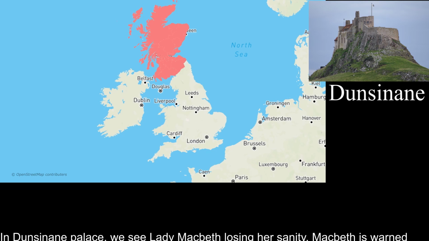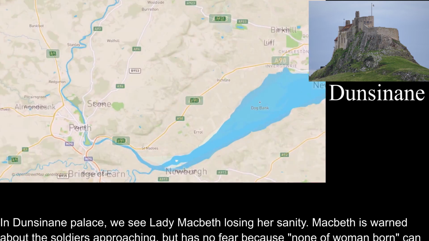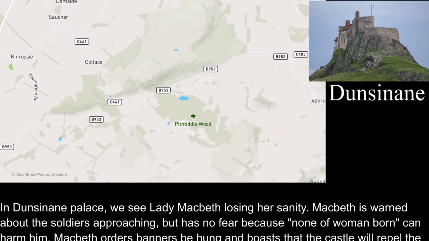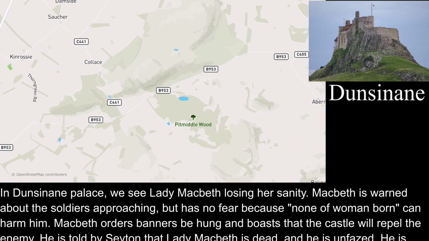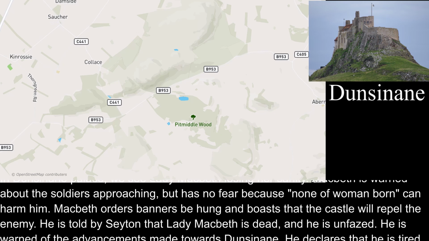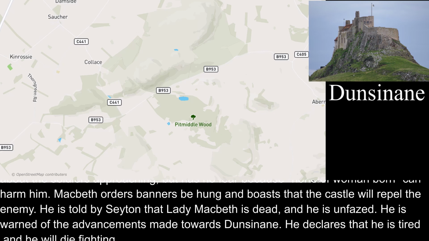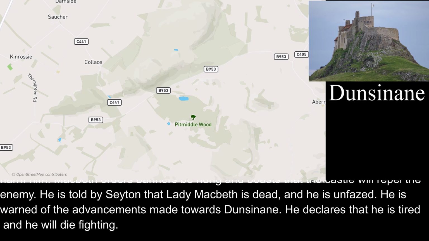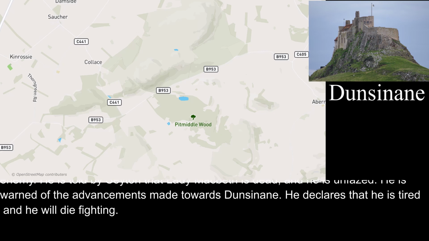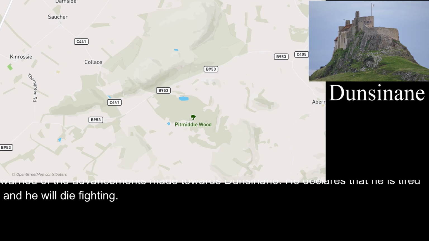In Dunsinane Palace, we see Lady Macbeth losing her sanity. Macbeth is warned about the soldiers approaching, but has no fear because none of the men born can harm him. Macbeth orders banners be hung and boasts that his castle will repel the enemy. He is told by Seyton that Lady Macbeth is dead, and he seems unfazed. He is warned of the advancements made towards Dunsinane, and he declares that he is tired and he will die fighting.